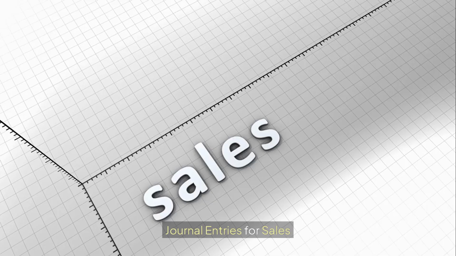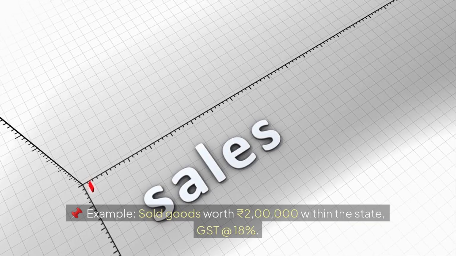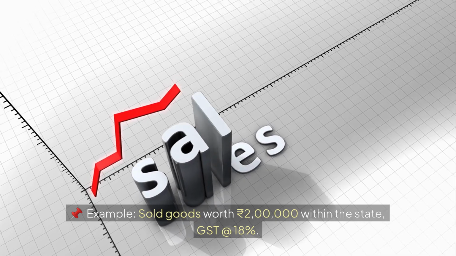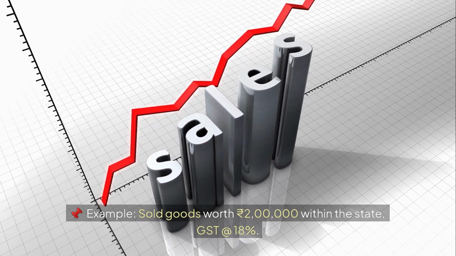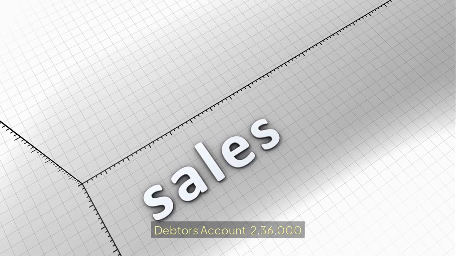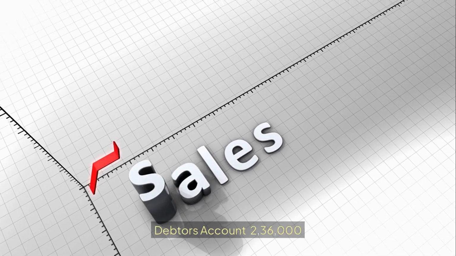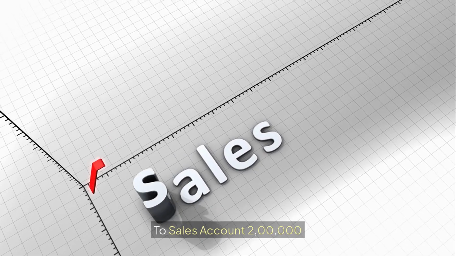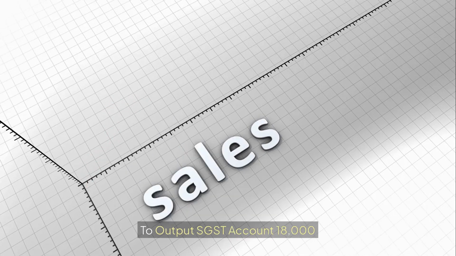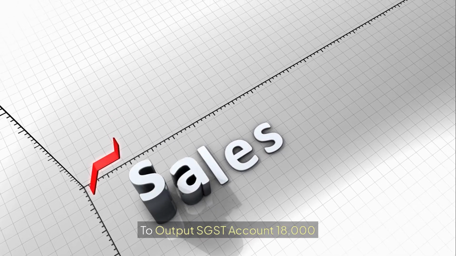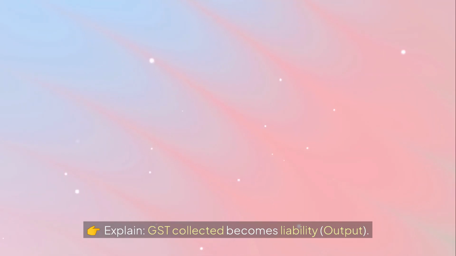3. Journal entries for sales. Example: Sold goods worth 200,000 rupees within the state. GST at 18%. Entry: Debtors account 236,000, to Sales account 200,000, to Output CGST account 18,000, to Output SGST account 18,000. Explanation: GST collected becomes liability, output.